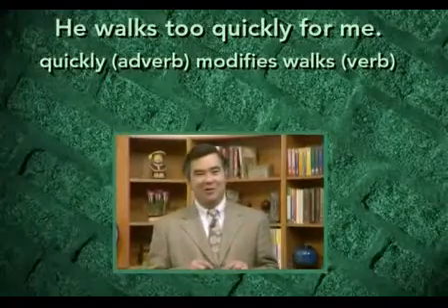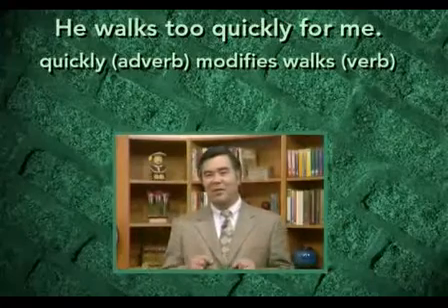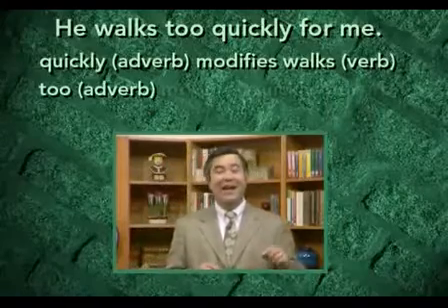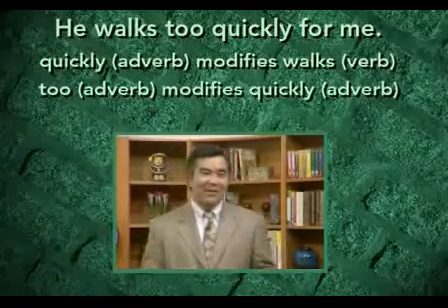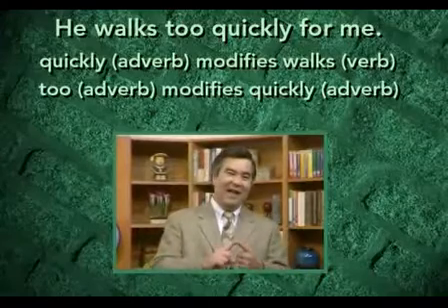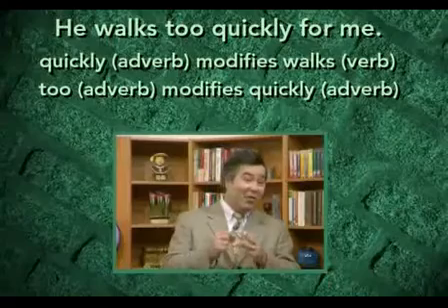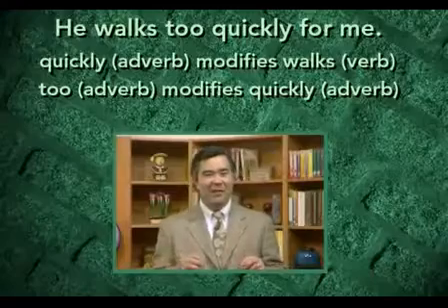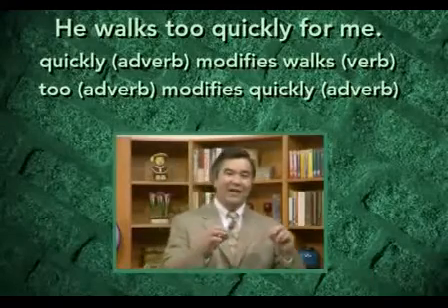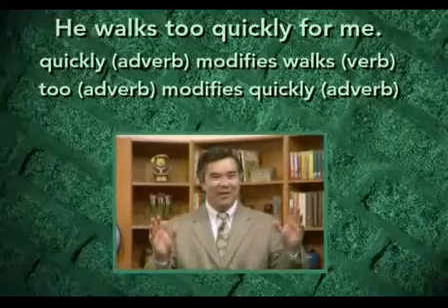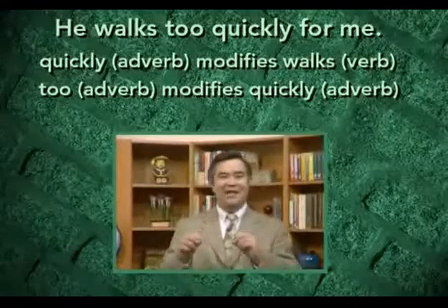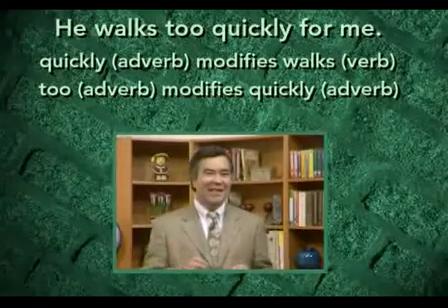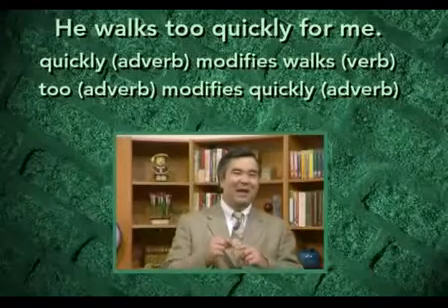Now what about the word too? He walks too quickly. What part of speech is too? Well, too is another adverb, and in this case, too is modifying the adverb quickly. Remember we said that an adverb can modify a verb, it can modify an adjective, or it can modify another adverb. This is an example of an adverb modifying another adverb. Quickly is an adverb modifying the verb walks. It tells us how he walks, quickly. The adverb too modifies the adverb quickly. It tells us how quickly he walks, too quickly. So, as we've seen in these examples, an adverb can modify a verb, it can modify an adjective, or it can modify another adverb.